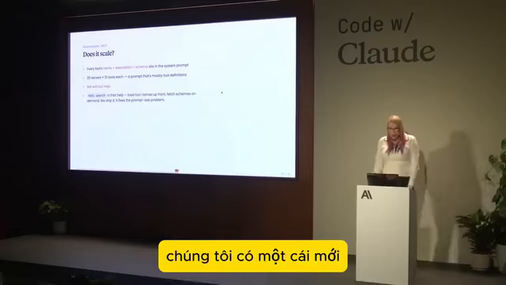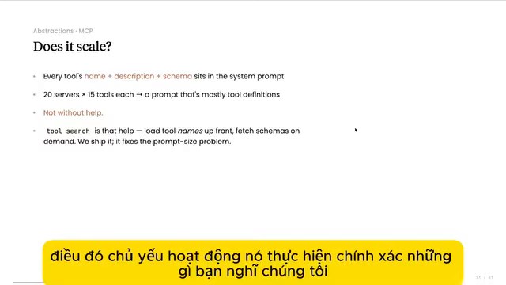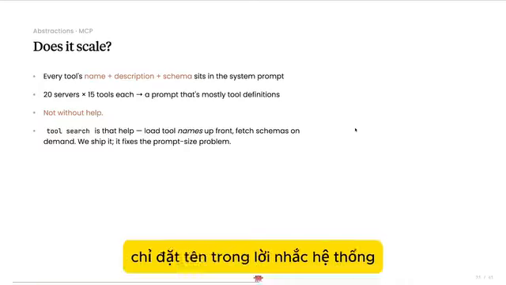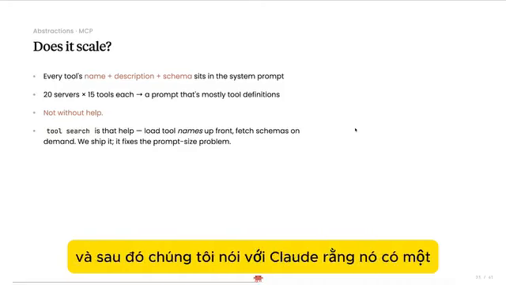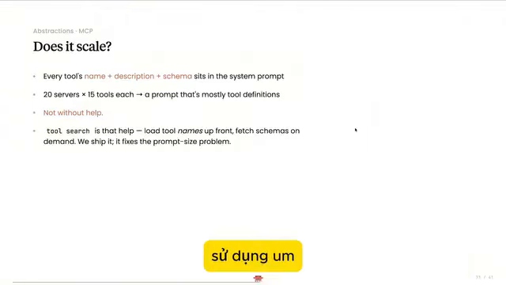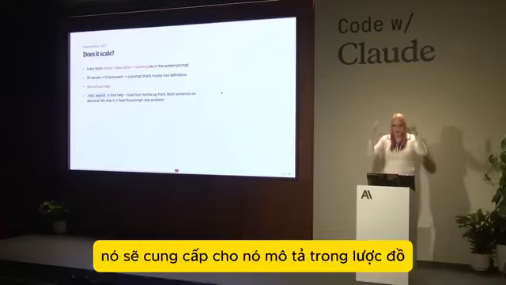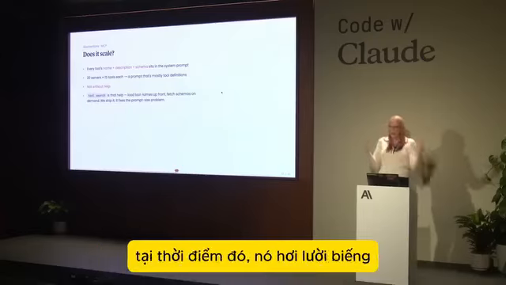We have a new kind of approach to this called tool search that mostly works. It does exactly what you'd think. We put just the names in the system prompt, and then we tell Claude that it has a tool that it can use to search for tools to use later down in the transcript. And if it finds a tool, it will give it the description and the schema at that point. So it's kind of lazy loaded.